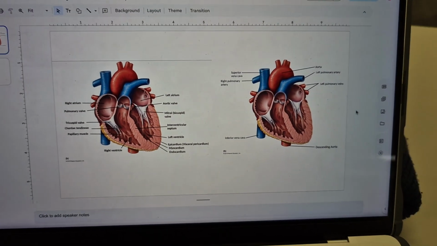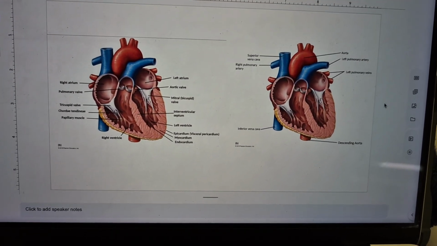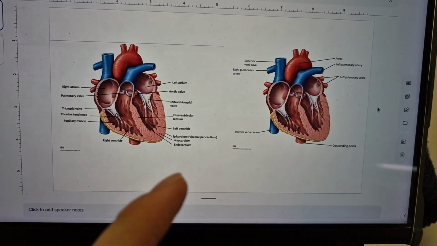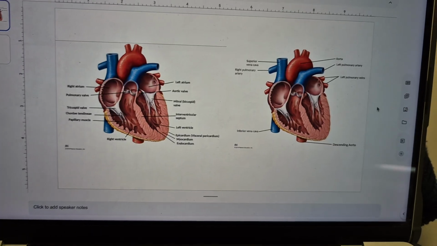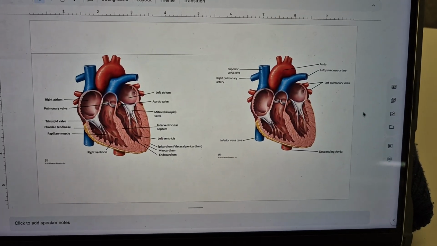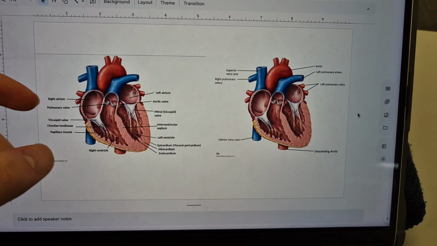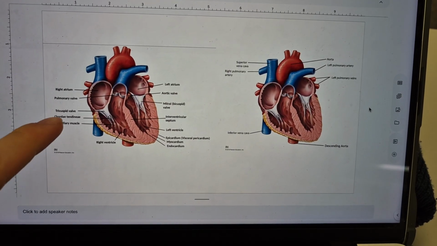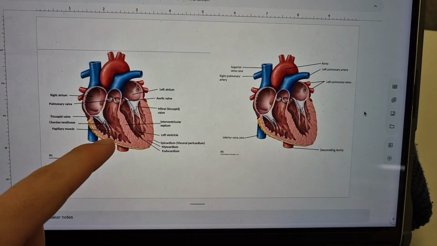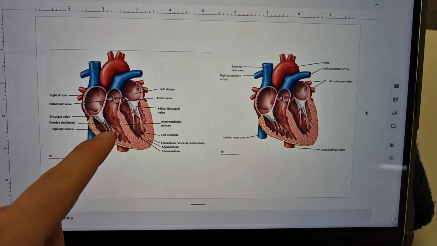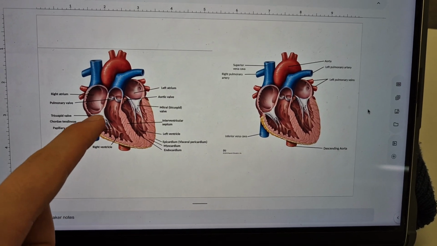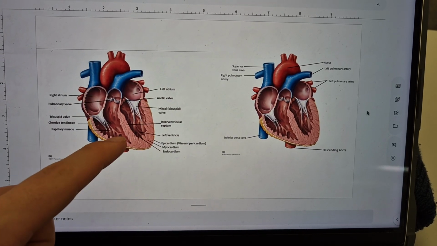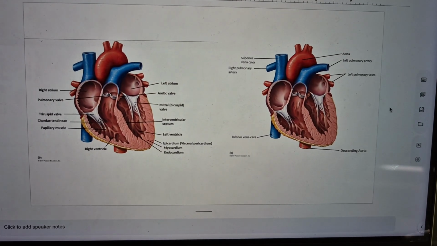All right, so before we can get into anything about the cardiac system, we need to make sure that we know and understand the anatomy of the heart. This right here is just the anatomy of the heart. You have your right atrium, you have all your valves, you have chordae tendineae, and this is what the papillary muscle pulls back on the valves right here to open up those valves to bring blood from the atria to the ventricles.